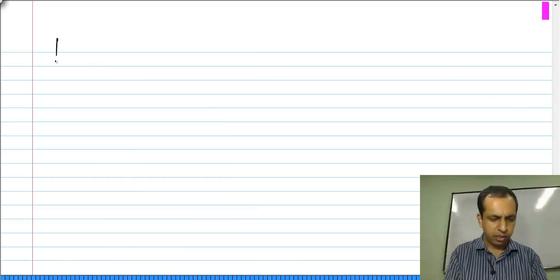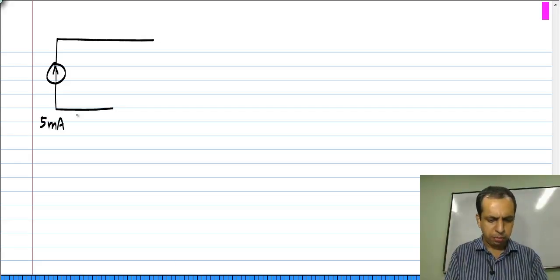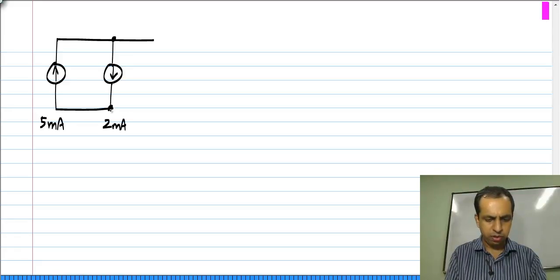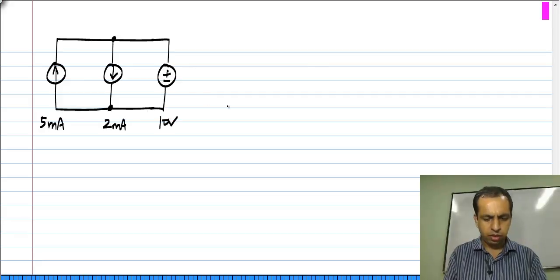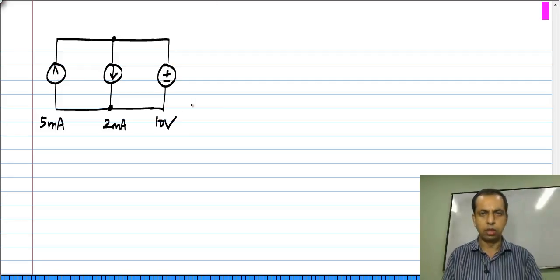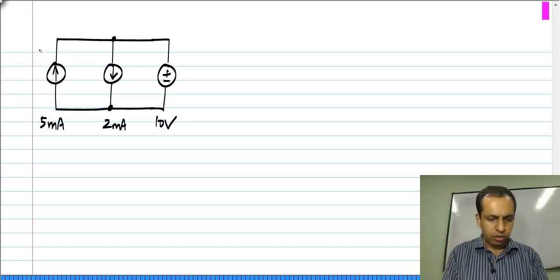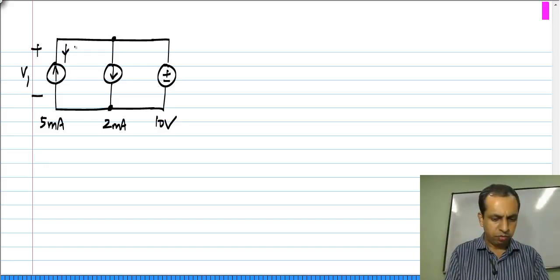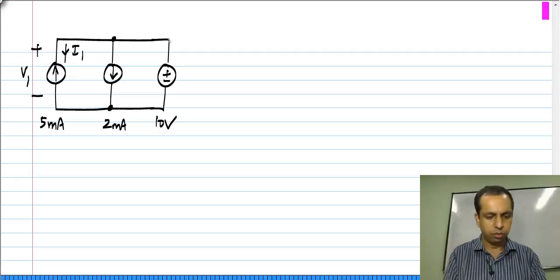Let us take a simple example of a 5 milliamp current source in this direction in parallel with a 2 milliamp current in the downwards direction connected to a 10 volt voltage source. Okay. So, again I will formally define currents. After a while you can do this almost automatically. V1 I1, V2 I2 and V3 I3.